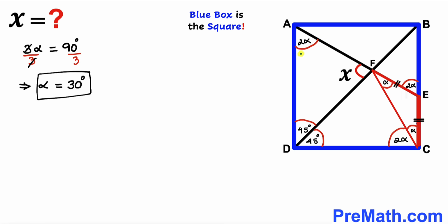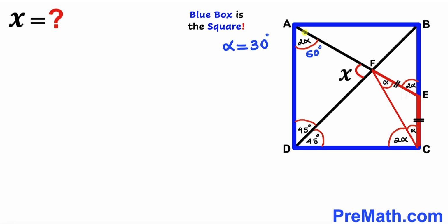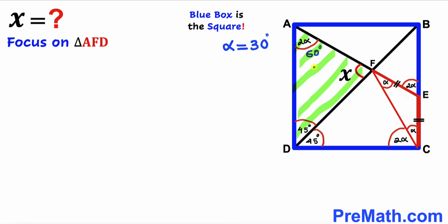Now we are going to focus on angle DAF, which is 2 times alpha, and we know the alpha value is 30 degrees. So 2 times 30 degrees gives us 60 degrees. Thus angle DAF turns out to be 60 degrees. Now we are going to focus on triangle AFD, whose interior angles are 60 degrees, this angle X, and this 45 degrees angle.